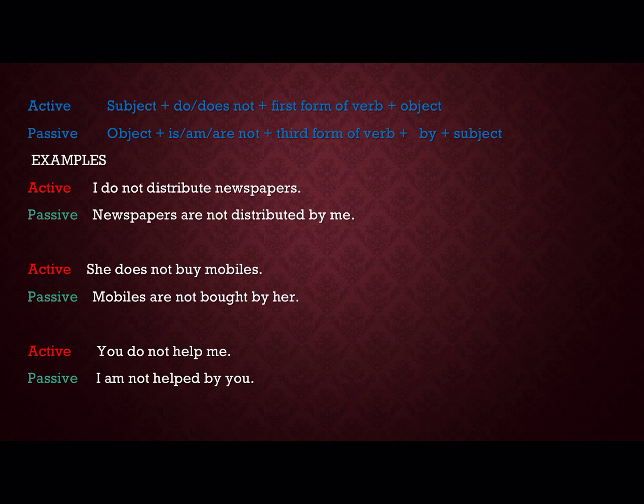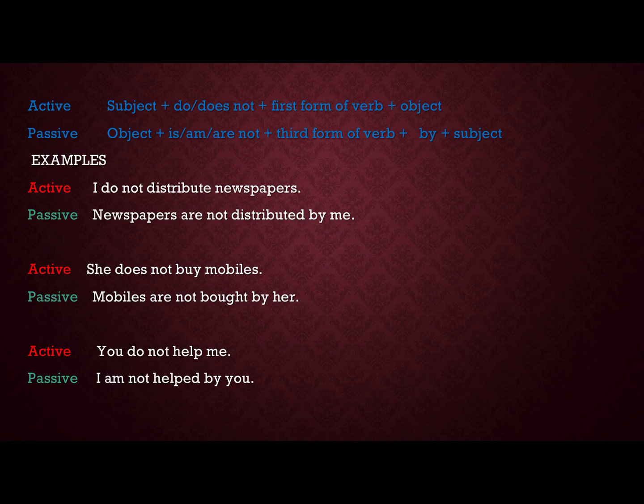This is the structure for passive voice. See, I do not distribute newspapers. I is singular, but newspapers are plural. So, when we are making the passive voice of this sentence, we will use the verb according to the plural newspapers. So, newspapers are not distributed by me.